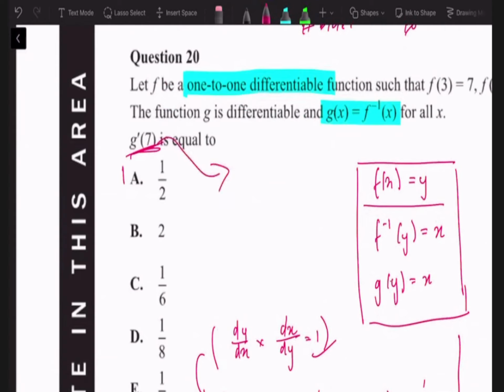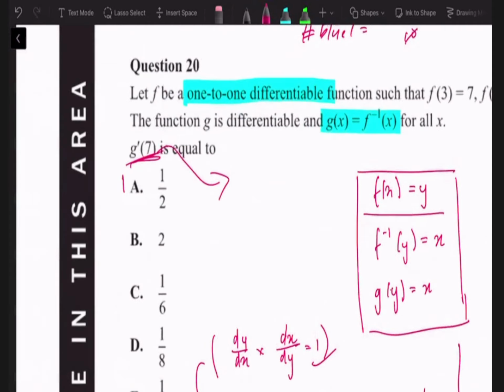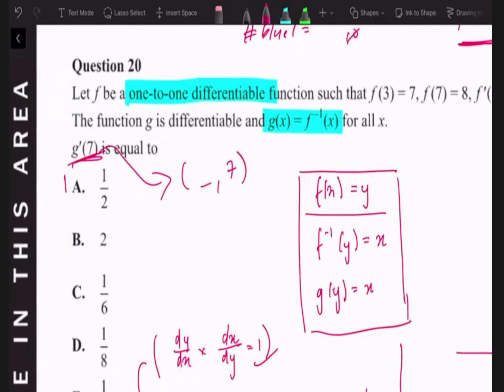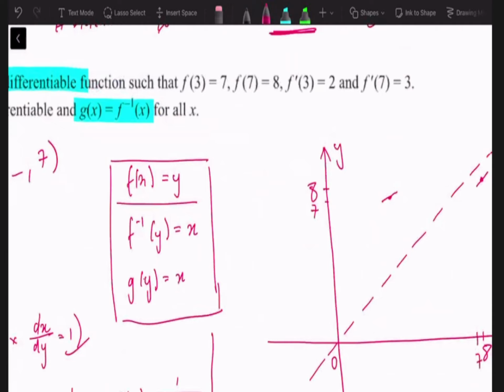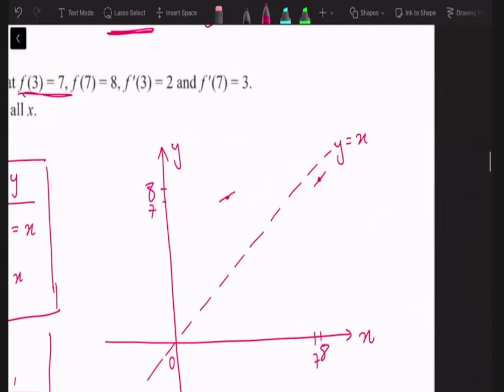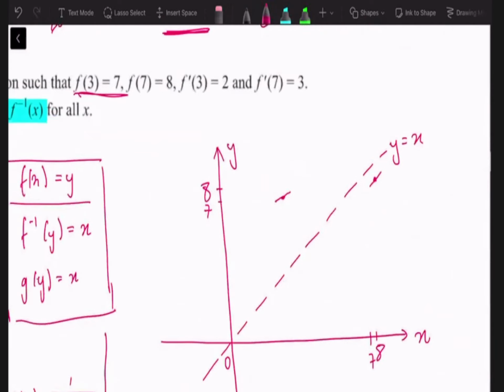Since we've only been given f values, we're going to look for something that has a y value of 7, because the x value of g(x) would be 7. So when we're looking at f(x), the y value is going to be 7. The point that gives you 7 is (3, 7). So this point here.